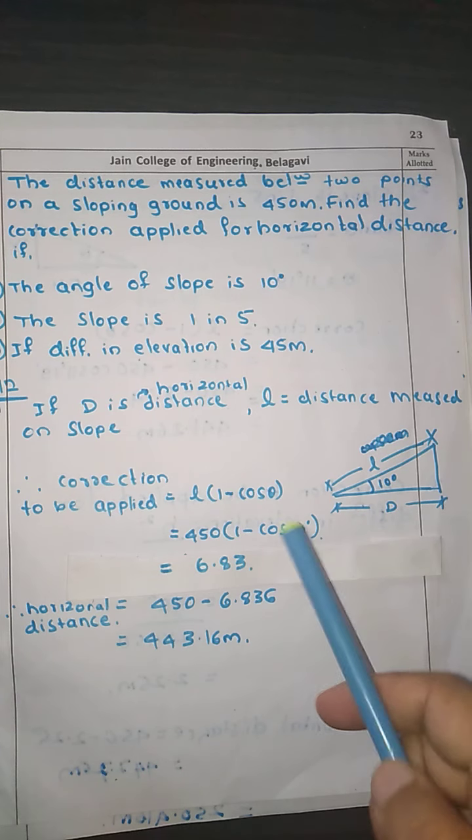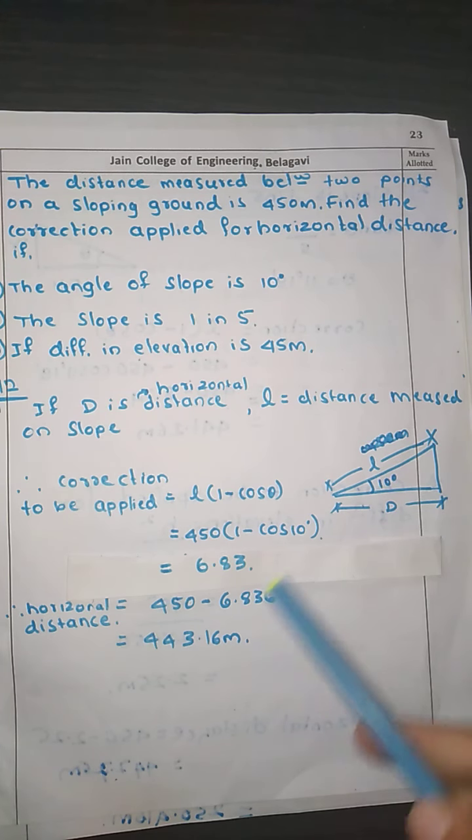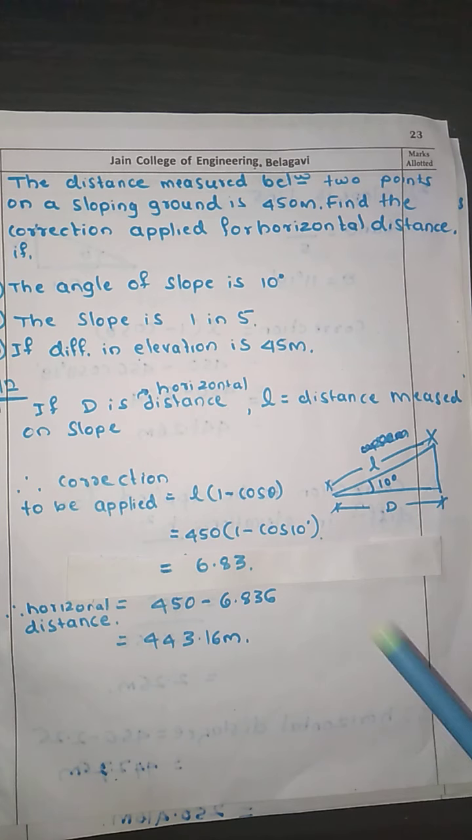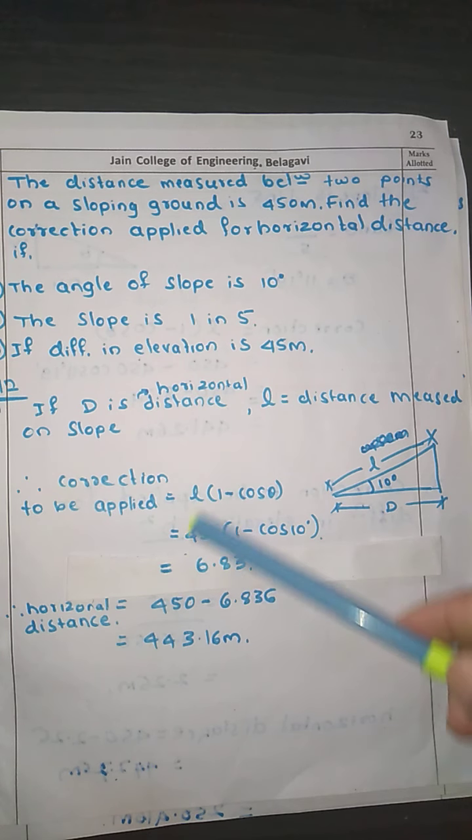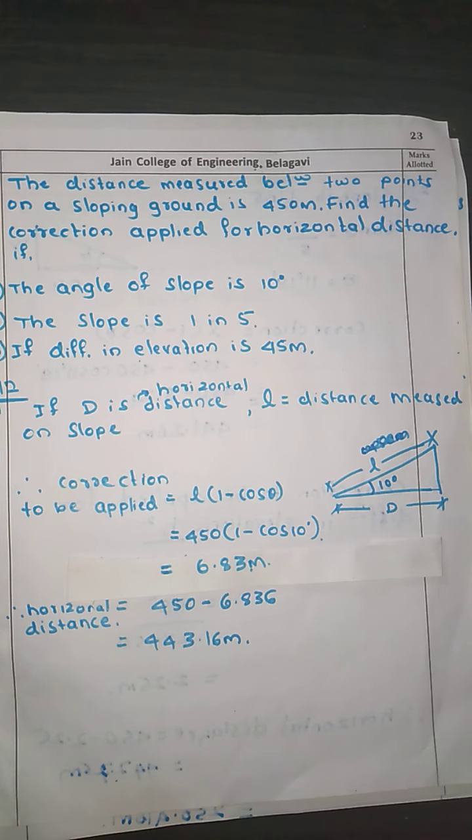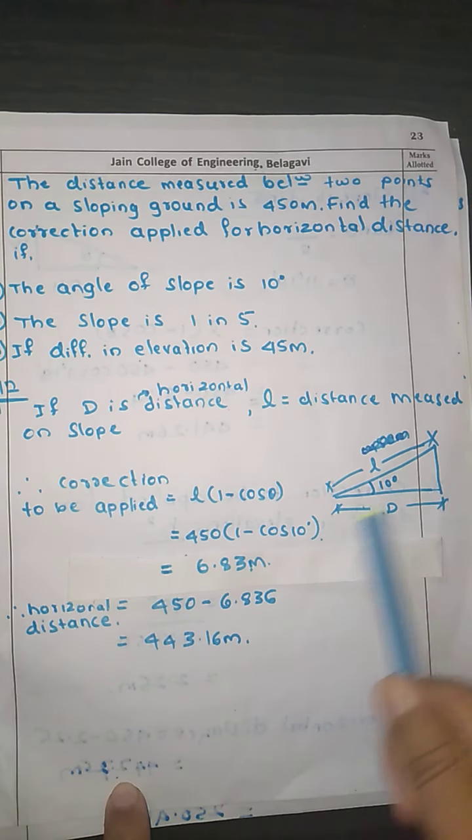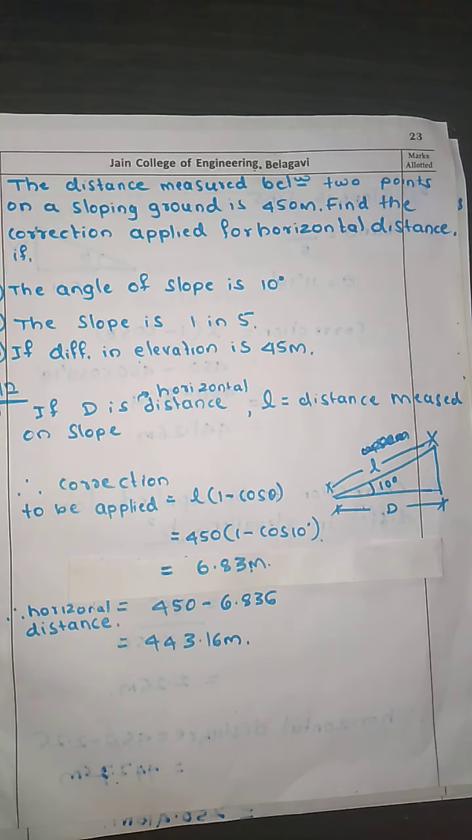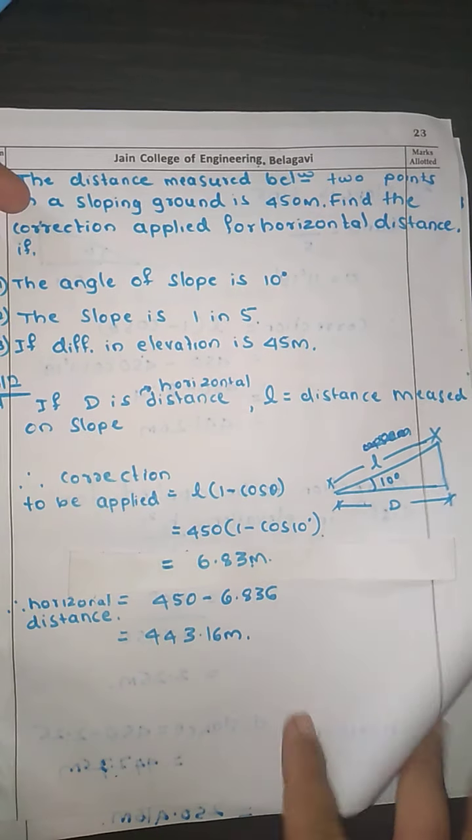Now, if d is the horizontal distance, L is the distance measured on the slope. The correction to be applied for slope, as I showed you in the previous class, is L into (1 minus cos theta). L is 450 into (1 minus cos 10). If you solve it, the correction you are going to apply is 6.83 meters. Now the horizontal distance is 450, the distance measured, minus 6.83, so the horizontal distance is 443.16 meters. It is much simpler.